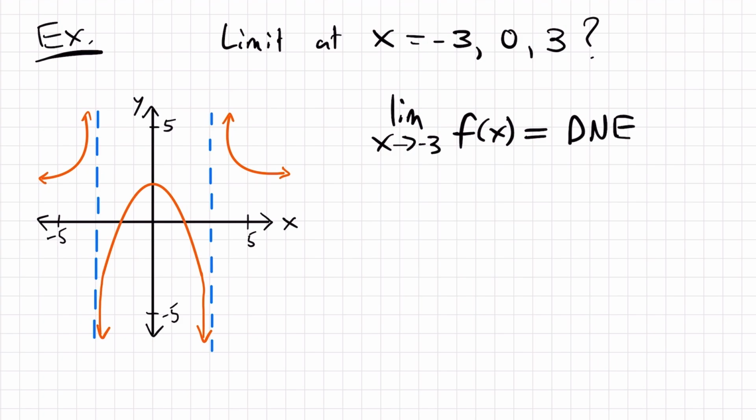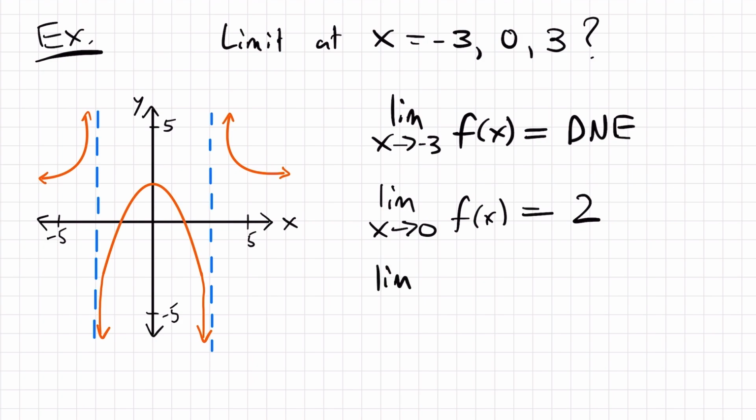But how about the limit as x approaches 0? In this case, we'll start from the right side, and as we get closer to 0, we find ourselves at y equals 2. And from the left side, we also find ourselves at y equals 2. So this one was a nice one, and we can just say that the value as x approaches 0 from both sides of the function is 2.